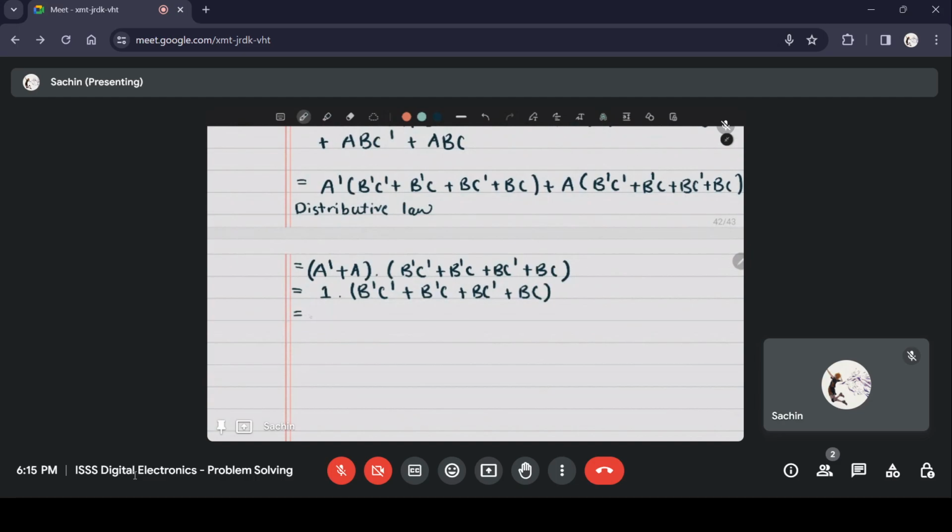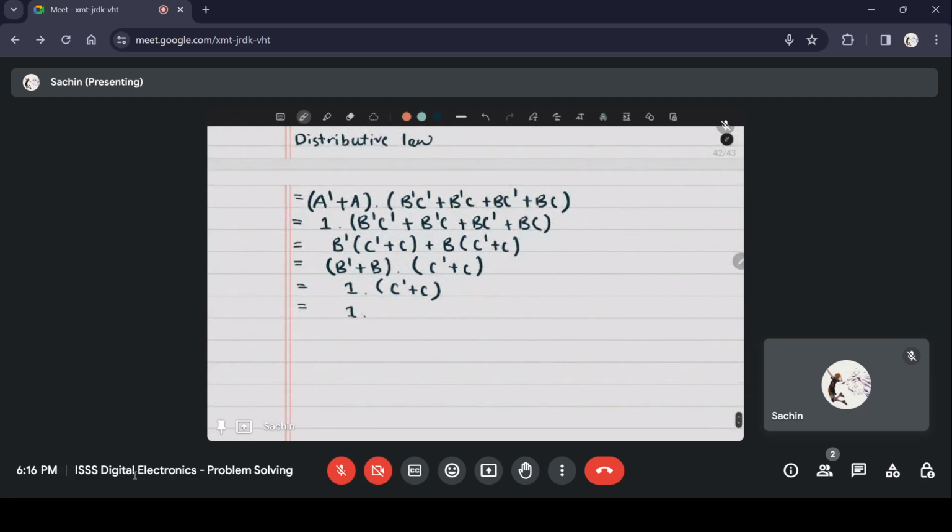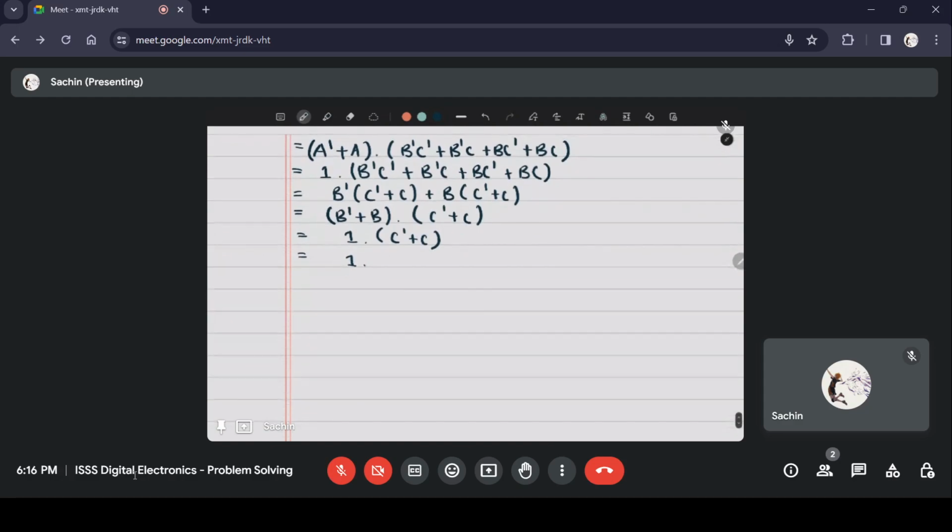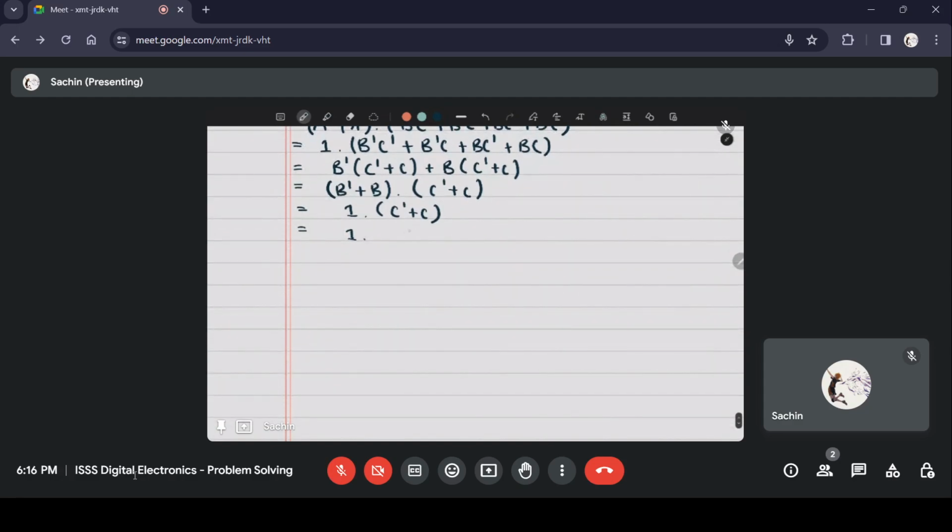Now again in this expression we follow the same procedure. The first two terms we take out the first literal common, so we can write this as b prime into c prime plus c plus b into c prime plus c. And again you can use the distributive law to write this as b prime plus b and c prime plus c. Now b prime plus b is 1, we will be left with c prime plus c. C prime plus c is again 1. So that concludes the proof for part A.